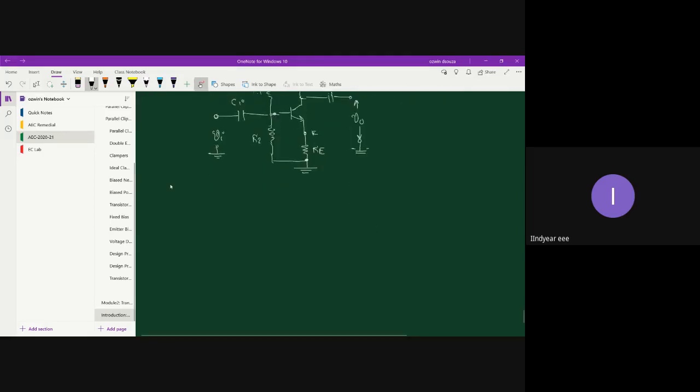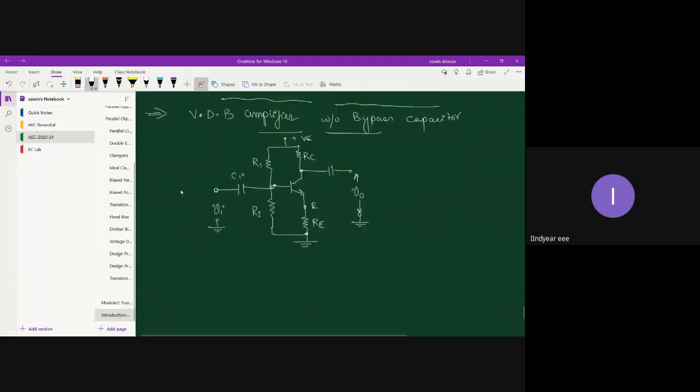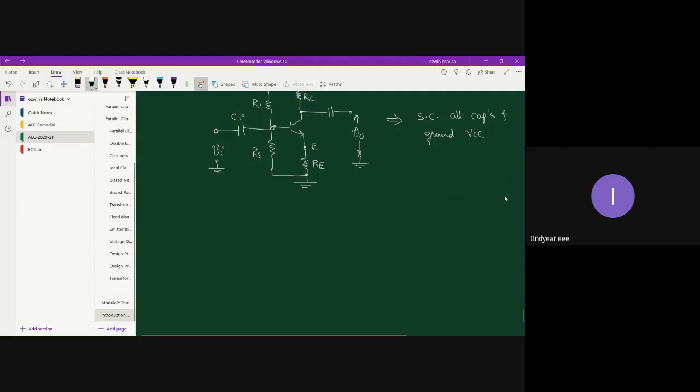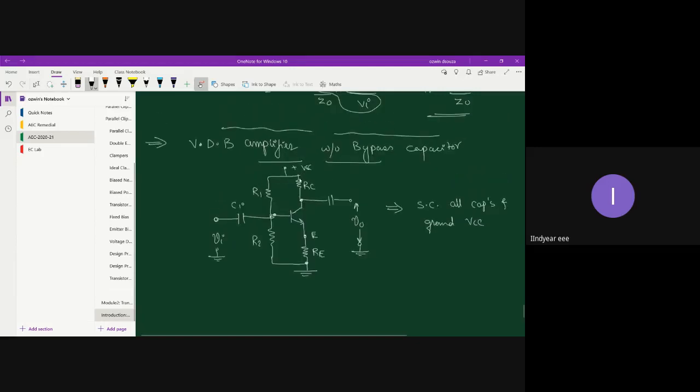All right, so let's apply the steps to obtain the RE model. You need to short circuit all capacitors and ground VCC. I will not draw the equivalent circuit because by now you must have understood how you connect the other ends of R1 and RC to ground, because VCC will be at ground potential, and CI and CO will be replaced with straight wire or short circuit equivalents.